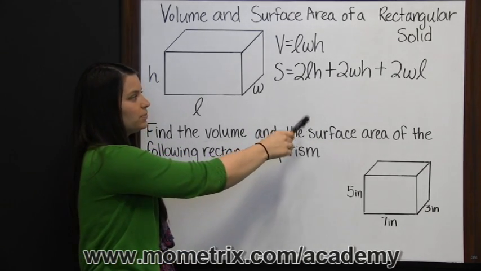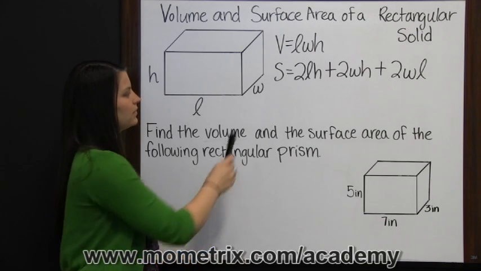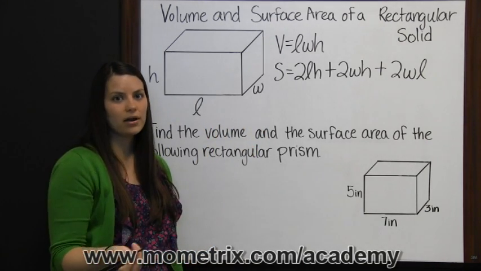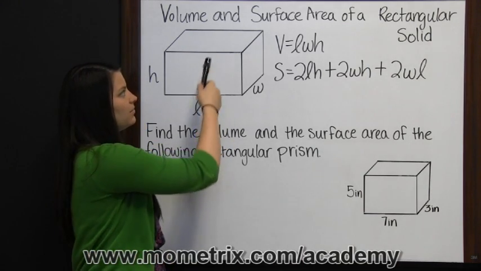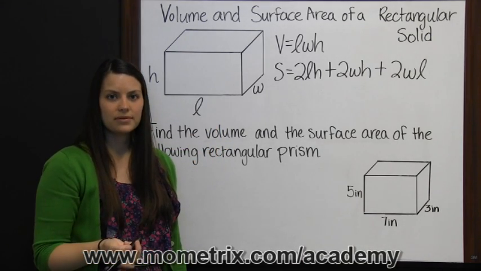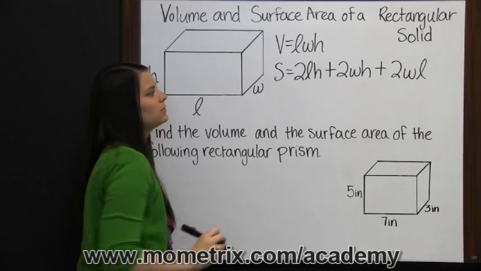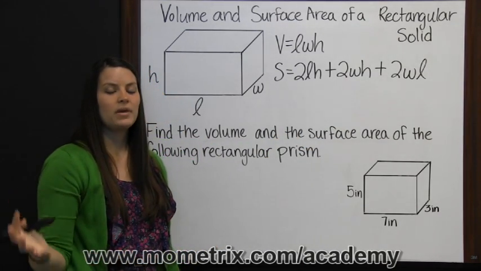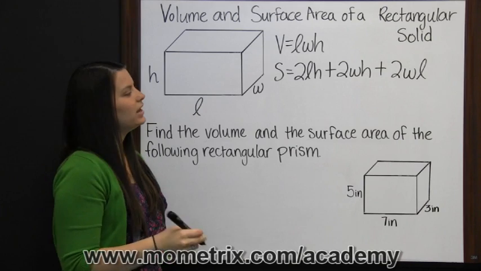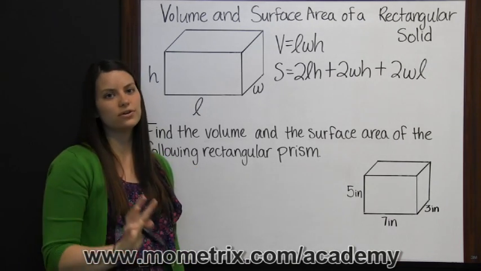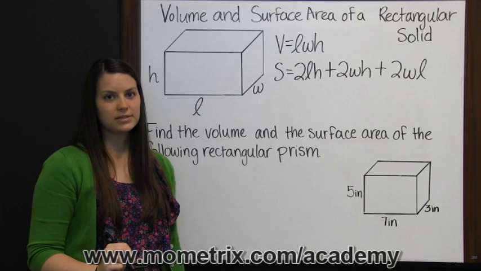Finally, add 2 times the width times the length. The width times the length is the area of the base or the bottom, and it's the same as the area of the top. So again, 2 faces with the same area, so we multiply that times 2. And then when we add all those together, we get the surface area, or the area of all of the surfaces of the rectangular prism.